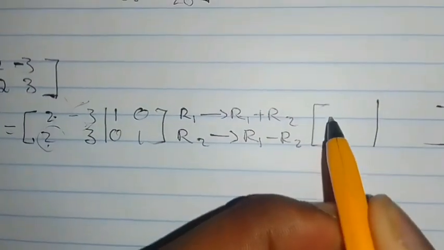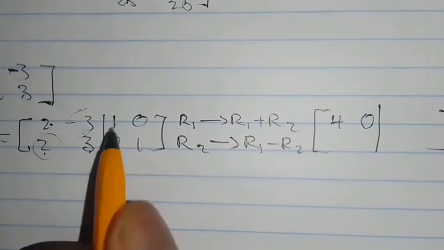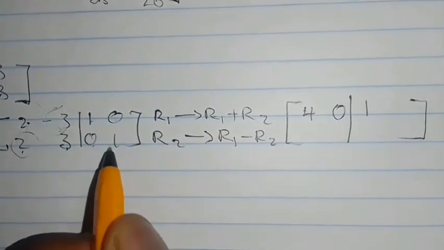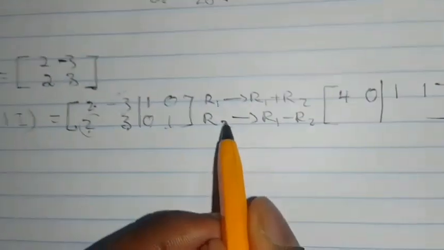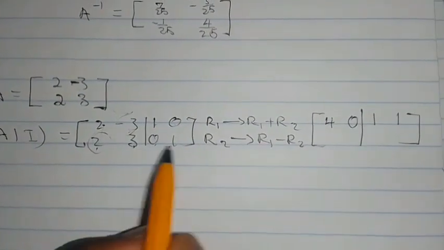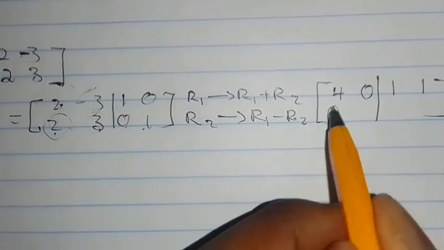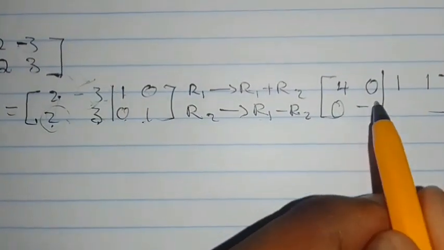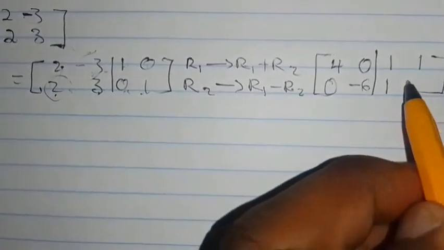So we have 2 plus 2, which is giving us 4. And then we have minus 3 plus 3, which gives us 0. Then we have 1 plus 0, which gives us 1. And then we have 0 plus 1, which gives us 1. And then we're replacing row 2 with row 1 minus row 2. Then 2 minus 2, that's 0. Minus 3 minus 3, that's going to be minus 6. And then 1 minus 0, that's 1. 0 minus 1, that gives us minus 1.